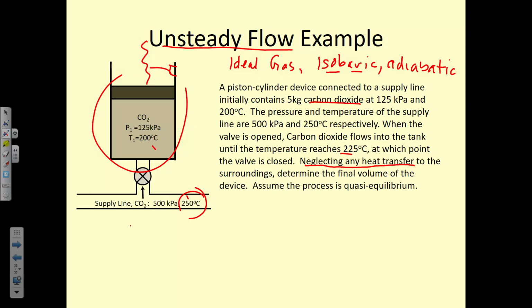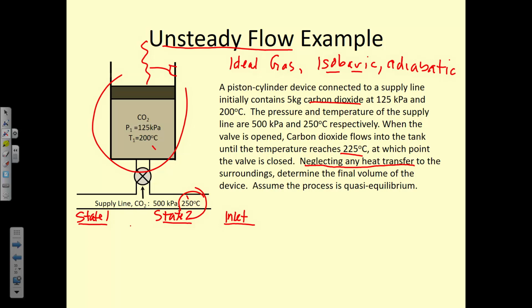Oh, actually, they tell us until it reaches 225. All right, so let's start outlining and defining some of our states. So we have state 1, which is our initial state. State 2, which is our final state. And then we're also going to have properties of the inlet. Okay, in this problem, we don't have an outlet, so we don't have to worry about it. We just need to worry about the inlet and the initial and the final state.